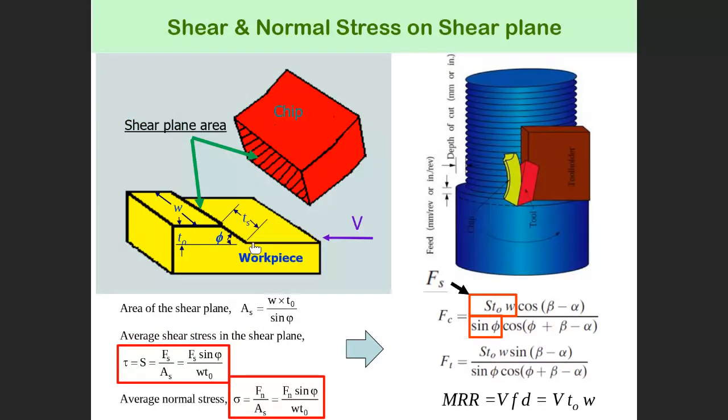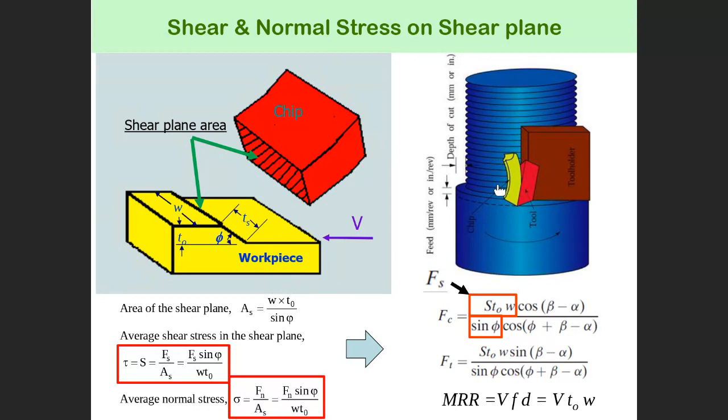Here in cutting, this is a chip. Let me show you. This is the tool, now cutting. This is a shear plane. The material here will be sheared, and here the chip separated. Can you see that? This is a shear plane, and this is a chip.